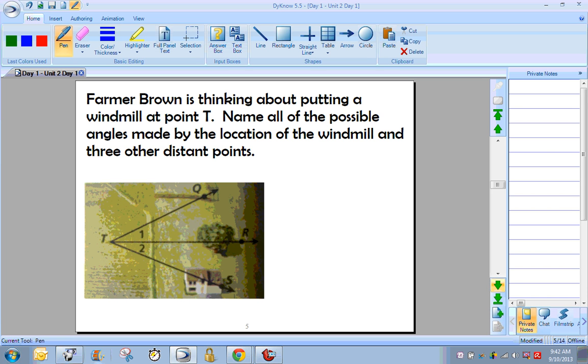Farmer Brown is thinking about putting a windmill at point T. Okay, so here's T. He's going to put a windmill. Got me? There's his little windmill. It's going to be great. He's going to get a lot of wind. Okay? Now, he wants to name all the possible angles made by the location of the windmill. What I want you to do now, I'll make it really bright so you can see. I want you to name all of these angles. Okay? Go ahead and spend some time. I want you to name as many angles as possible. Okay.